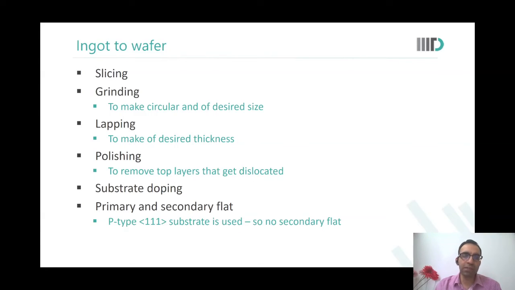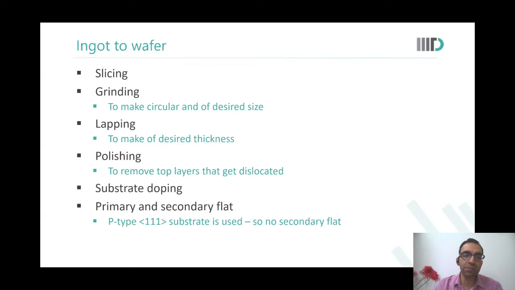In lapping, the second step, you make the thickness of the wafers exactly, let us say, 5 millimeters or 2 millimeters or whatever is the agreed specification for that particular wafer. Then you do the polishing, because with all this grinding and lapping, there could be some broken bonds and dislocations that you may have introduced on the surface of the wafer. So you do the polishing, and then you dope it.